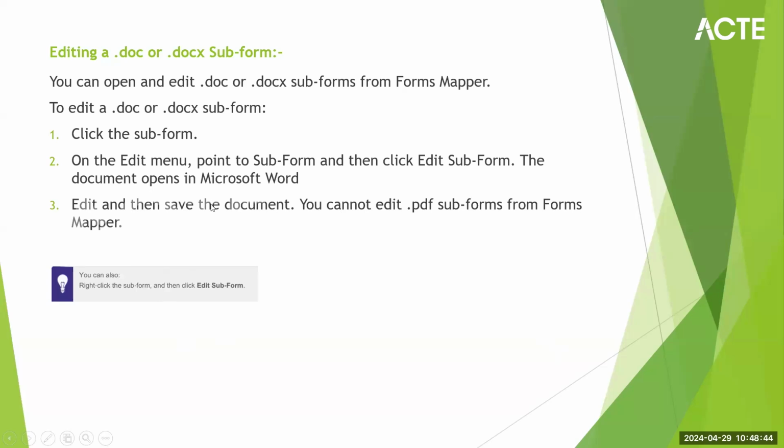So how do you edit it? Click on the edit menu, point to the subform and then click on edit subform. Then that subform will open in MS Word. There you can edit it, save it and close it. Only then will the saved changes be present in the manuscript. And you cannot edit a PDF form.